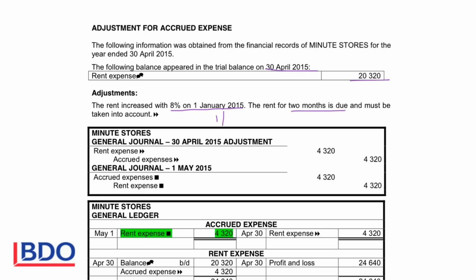be from 1 May 2014 up to 30 April 2015. Okay, so first of all, we have to do a calculation to determine what is the rent per month. Because they tell us that there's an increase of 8% on the 1st of January, we have to take the 8% increase into account.